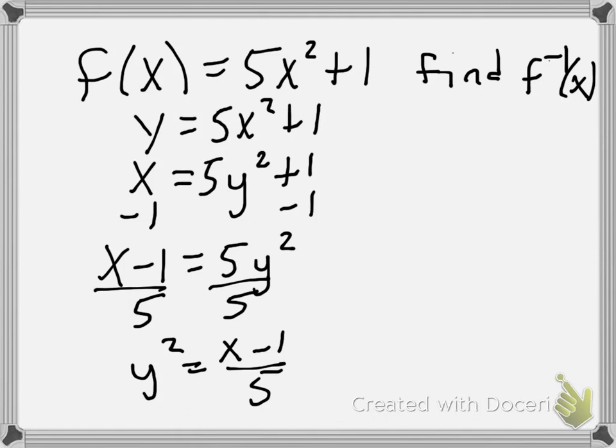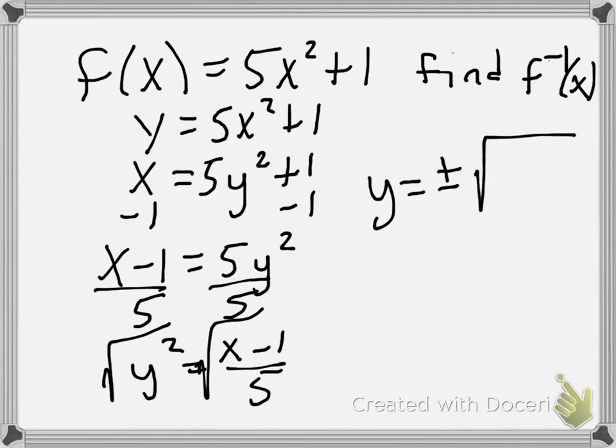Well, now I have to get rid of the square. And to get rid of the square, I have to take the square root of both sides. So I get y equals, and when I take the square root, I have to remember the plus or minus, square root of x minus 1 over 5. Now, keep in mind that when you're finding your inverse for these different functions, it has to be a one-to-one function. So a lot of times we're going to have to restrict our domain in order to find an actual inverse. And that's true for this one as well.